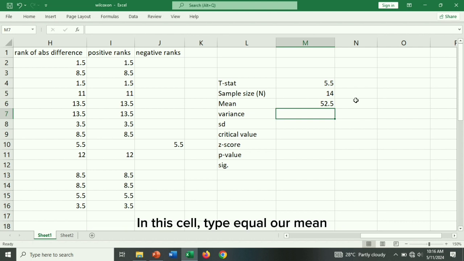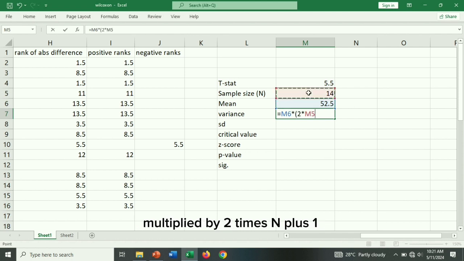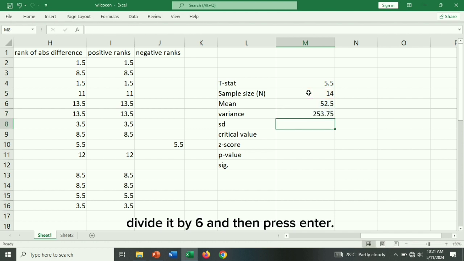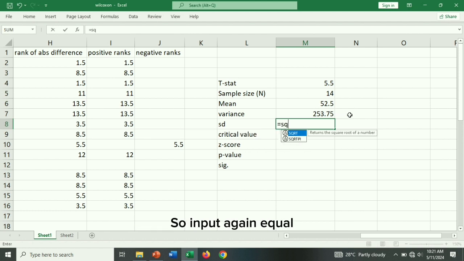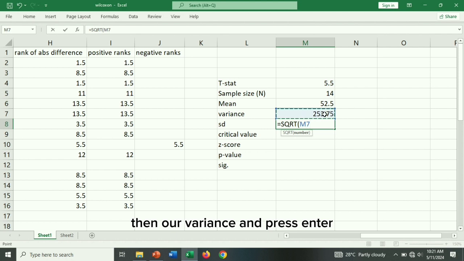Now proceed by calculating the variance in order to get the value of our standard deviation. In this cell, type equal n multiplied by n plus 1 multiplied by 2n plus 1, divided by 6, and then press enter. Now that we already have the variance, let's get the standard deviation, which is the square root of the variance. So, input again equal, then type the square root function, then our variance, and press enter.